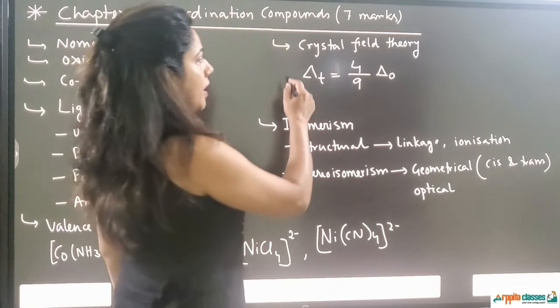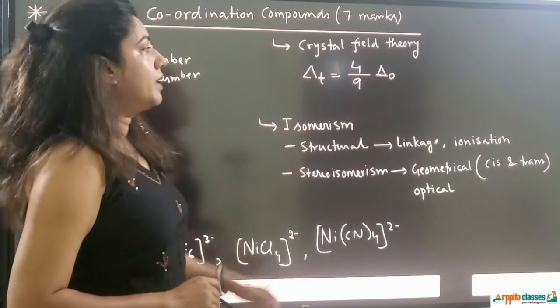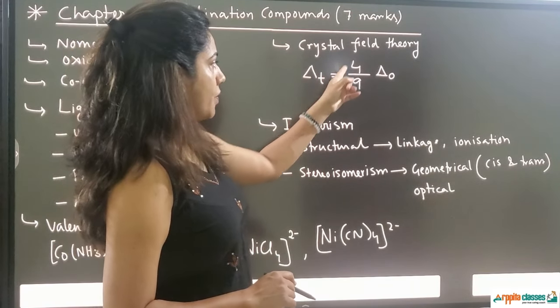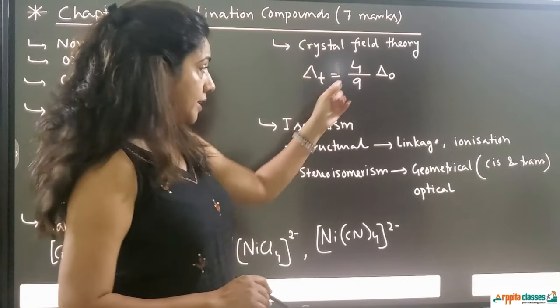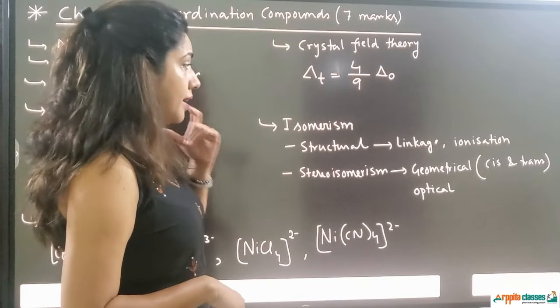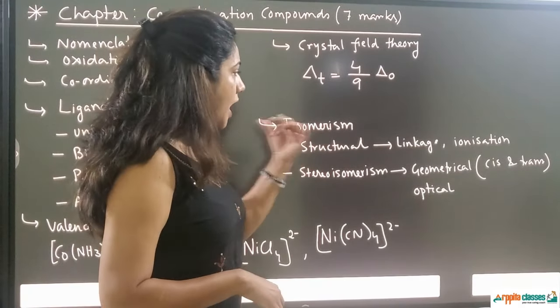In crystal field theory, we have this relationship, that is, the crystal field energy in a tetrahedral complex, delta T, is equal to 4 by 9 delta naught, delta O, that is the octahedral complex. So this relationship they ask, and then most importantly they ask you the isomerism.